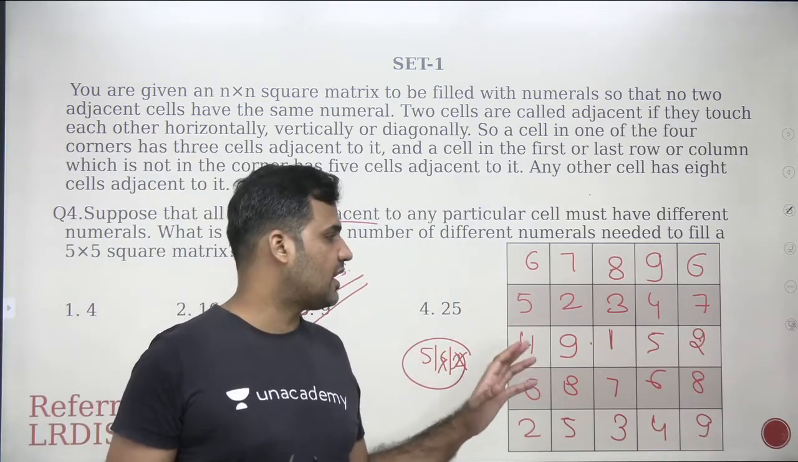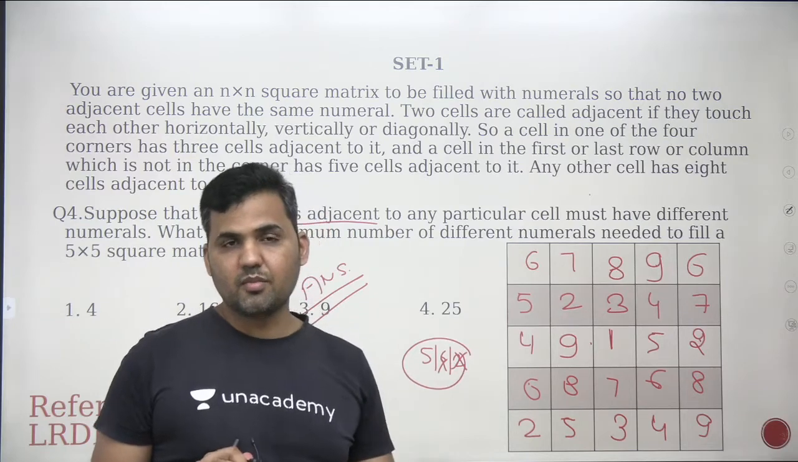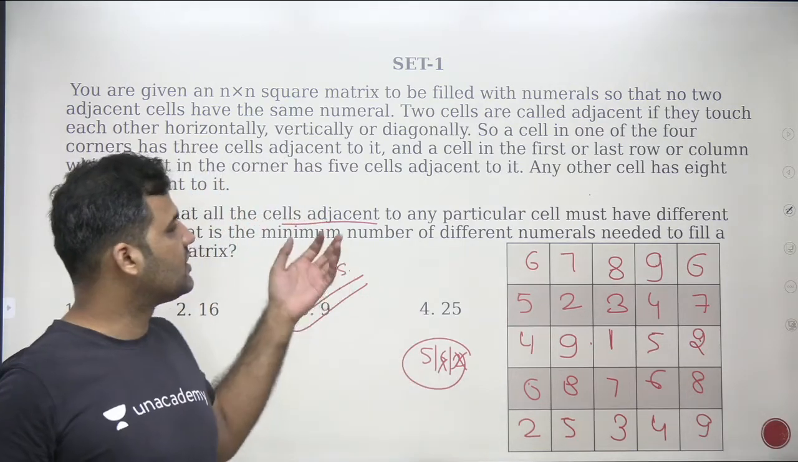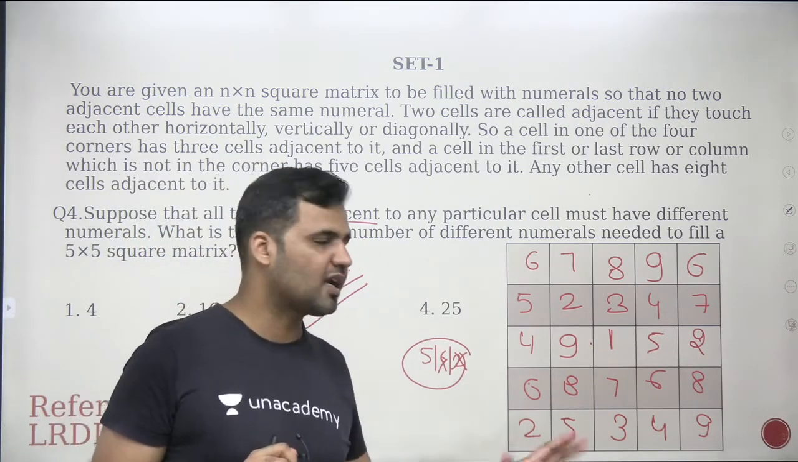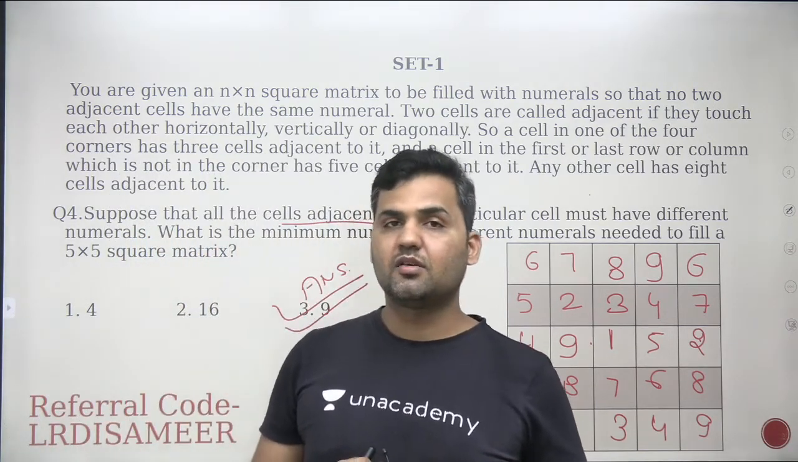This is a bit tricky, right? You need to fill this complete matrix using the minimum number of digits so that no two adjacent cells have the same numbers, right? So condition को थोड़ा सा change किया, but question easy है. अगर आपको concept समझ में आ जाए तो आप easily question को solve कर सकते हो.